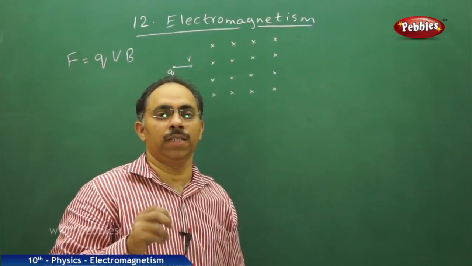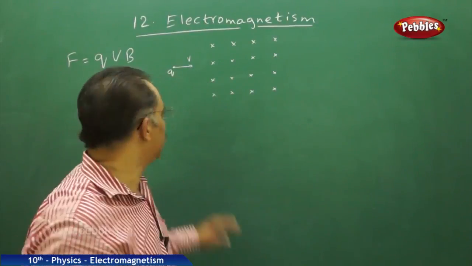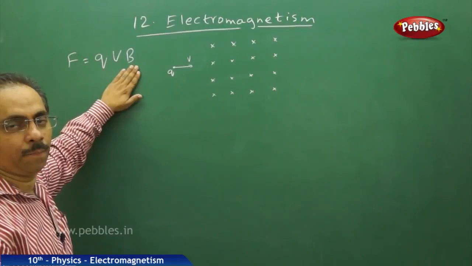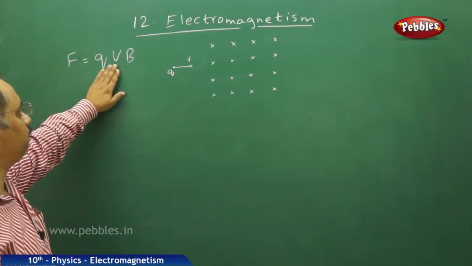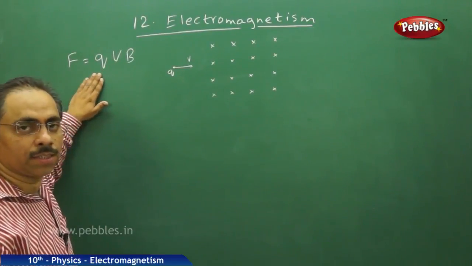To know the magnitude of the force on a charge moving in a magnetic field, this is the expression we have. F is equal to Q into V into B. B is the magnetic field strength or the magnetic induction B. V is the velocity of the charged particle and Q is the magnitude of the charge.